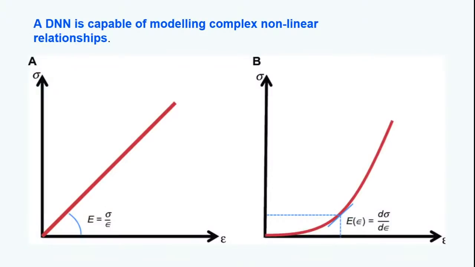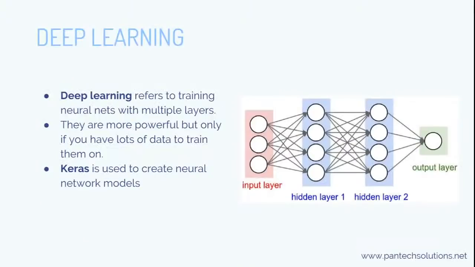Deep learning is capable of modeling a complex non-linear relationship into a linear relationship. This is the difference between linear and non-linear. Deep learning refers to training a neural net with multiple layers. If you take a simple neural network, we have an input layer, hidden layers, and then an output layer. This is the simple architecture. Whatever algorithm you take in deep learning, we definitely have an input layer and an output layer, but in between, based on the algorithm, it will change.